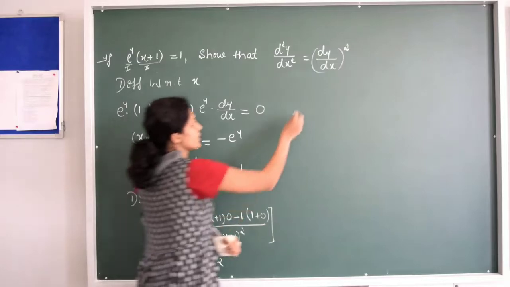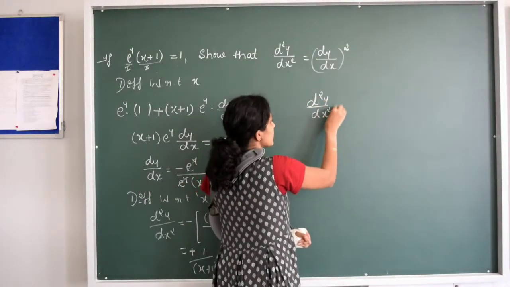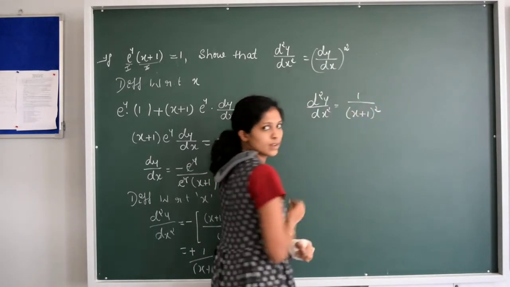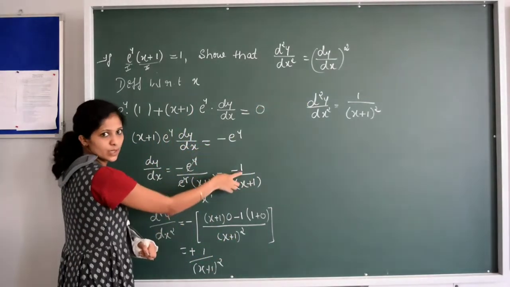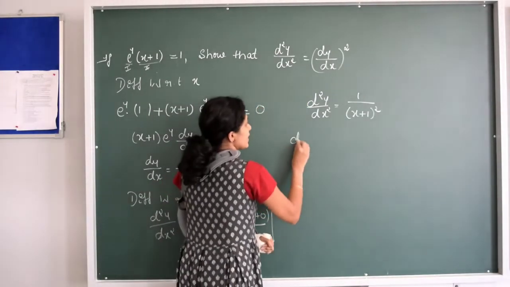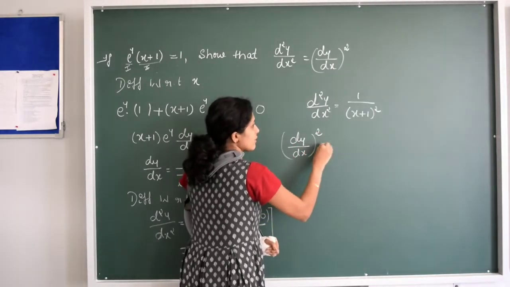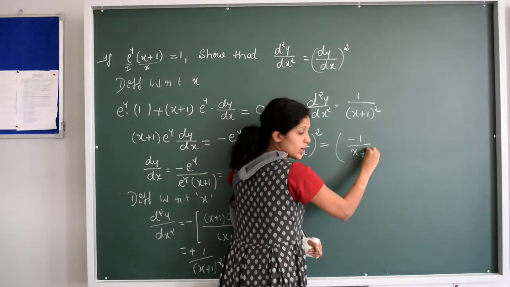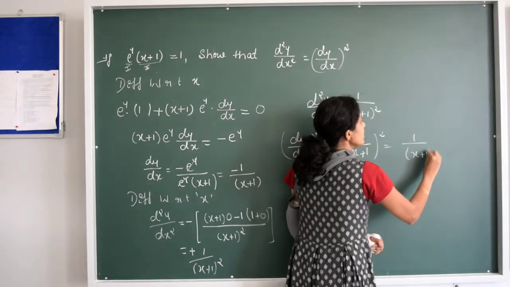Is it clear? Now we got d square y divided by dx square is equal to 1 by x plus 1 whole square. I hope you understood this one. What is dy by dx? Dy by dx is minus 1 by x plus 1. If I write dy by dx whole square, what is it? It is minus 1 divided by x plus 1 whole square. So by this we can write this is 1 by x plus 1 whole square.